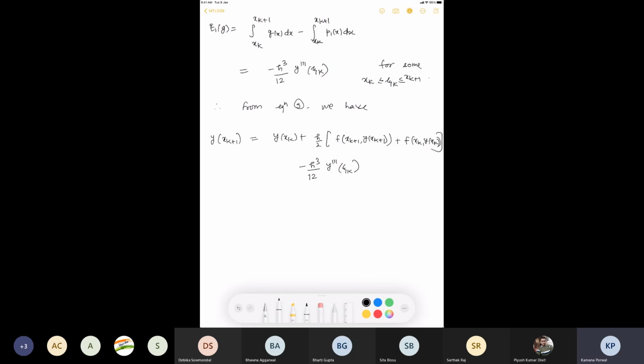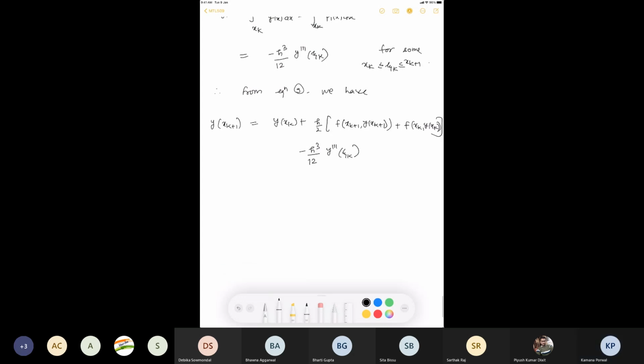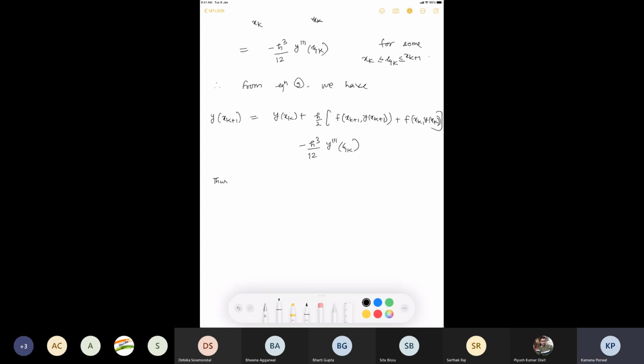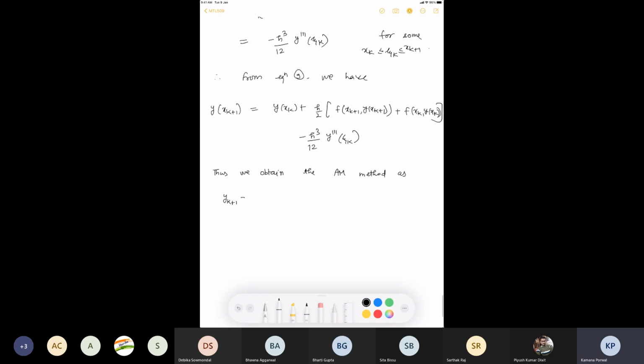Okay, so we have come to this point. So we can use this to obtain the AM method for the case q equals 1. Thus, we obtain the AM method. Basically, we are just going to chop off this truncation error term. So we'll get y(k+1) as yk plus h by 2 times f at xk, yk plus f at xk+1, yk+1.